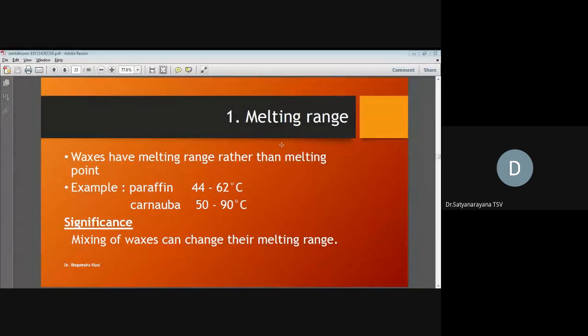Here is one more important thing to remember about melting ranges. Not all waxes have a melting point; rather, they have a melting range. A range means you are going to give two values, in between which it is going to melt. If you're talking about a melting point, that means at that particular temperature it should melt. But that is not the case with your dental waxes.